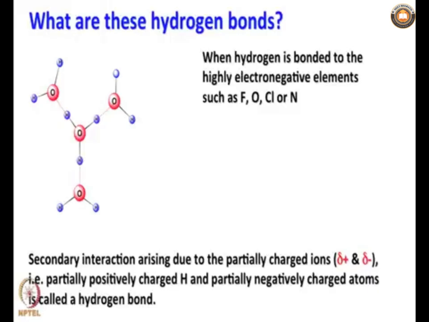That means one can anticipate hydrogen bonds when hydrogen is bonded to highly electronegative elements such as fluorine, oxygen, chlorine and nitrogen. You can anticipate a secondary interaction that arises due to the partially charged ions, delta plus and delta minus, present in the system. That is, when partially positively charged H plus and partially negatively charged atoms interact, that interaction is called a hydrogen bond.